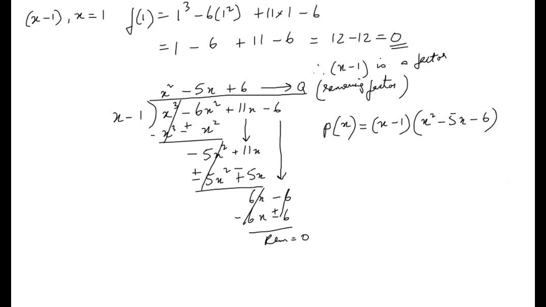Now you'll notice here that x squared minus 5x minus 6 is a quadratic factor. So if you put it into your quadratic function on your calculator, you'll end up with x is equal to 3 and x is equal to 2. Now those are the roots. If you want to write them as factors, they will be x minus 3 and x minus 2. And the first factor was x minus 1. And that is p of x fully factorized.